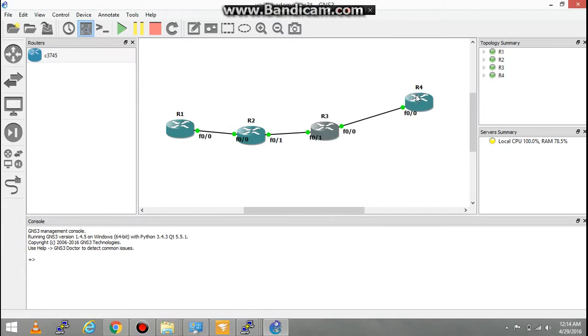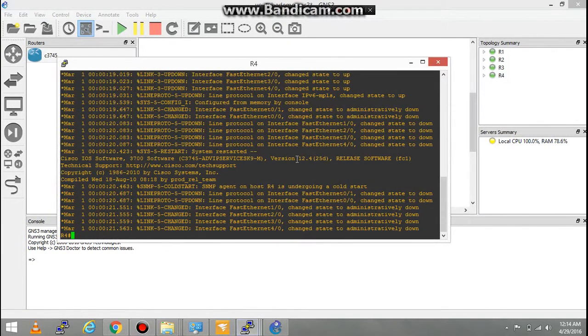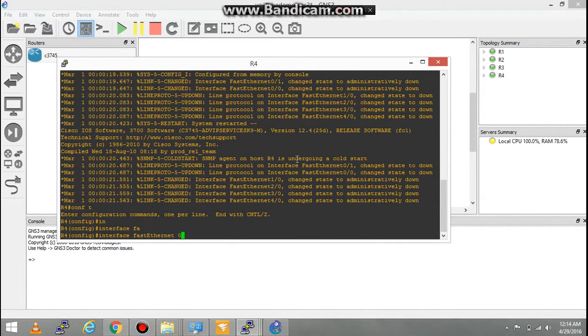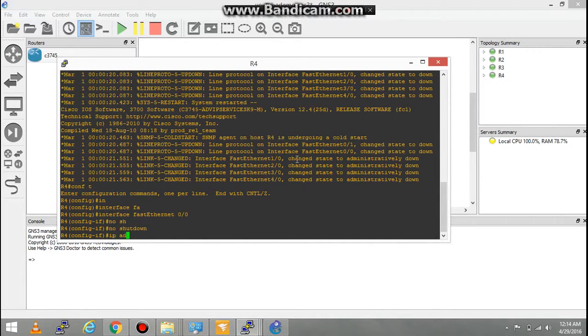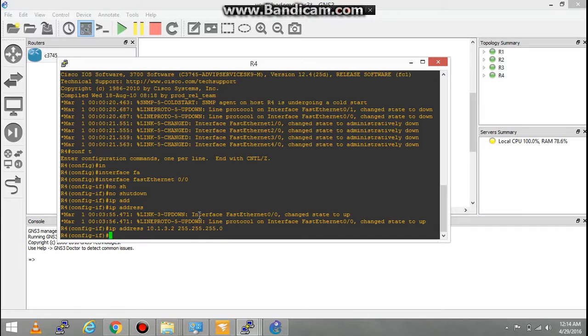Now finally, I go to configure R4. I go to console, bring it up, 10.1.3.2 255.255.255.0. Again, the first three octets of the IP address should be the same because R4 was connected to R3's Fast Ethernet 0/0. Okay, now I'm done with all the IP address configuration.